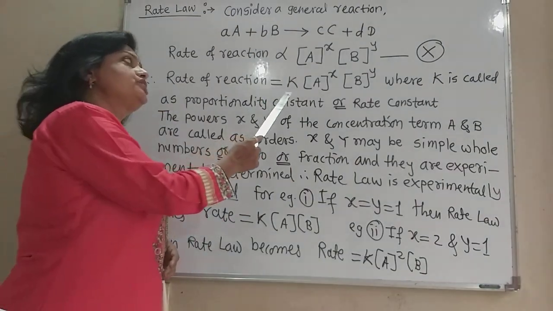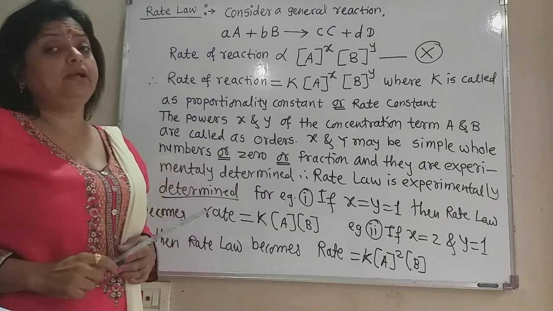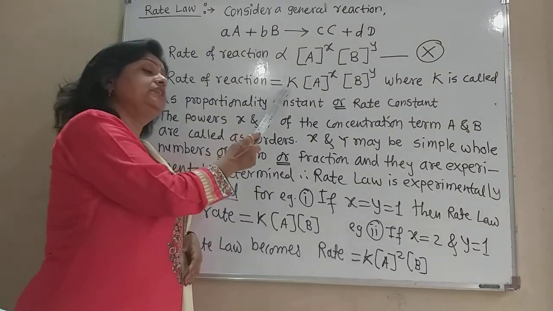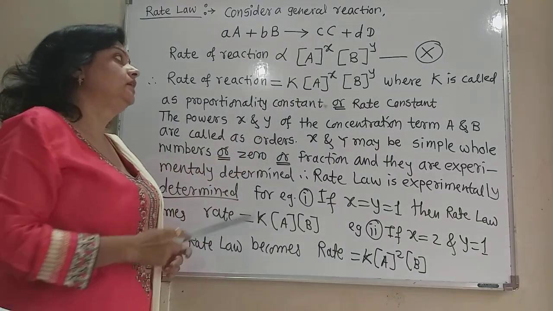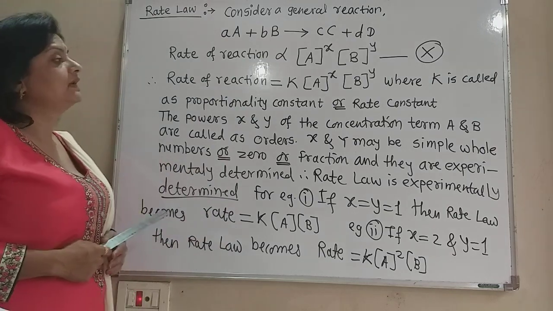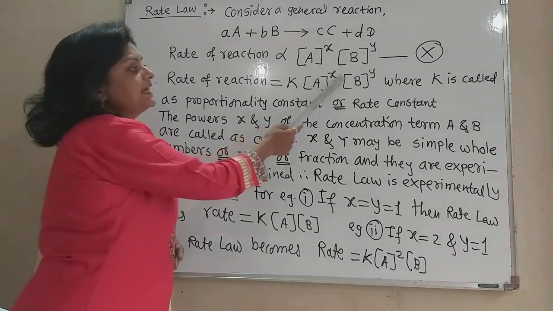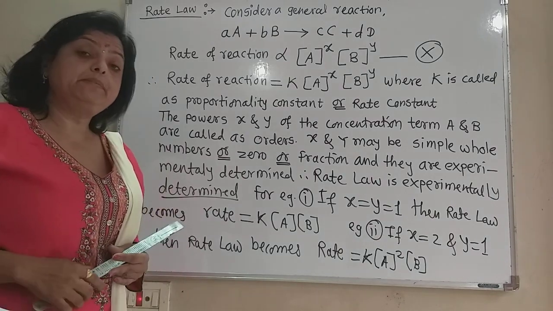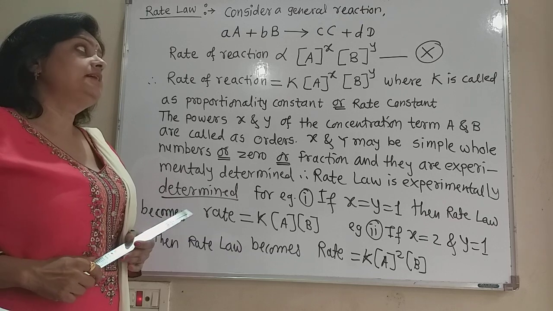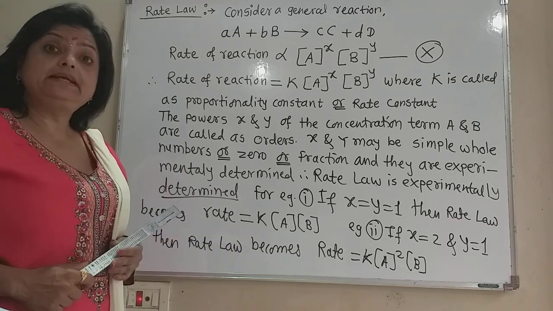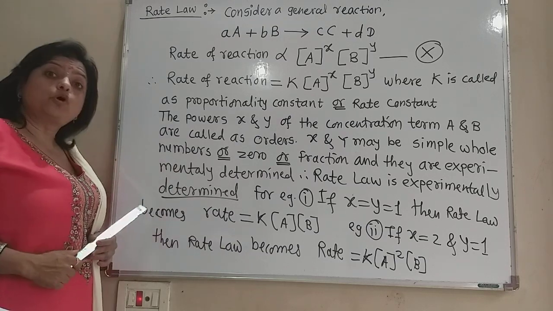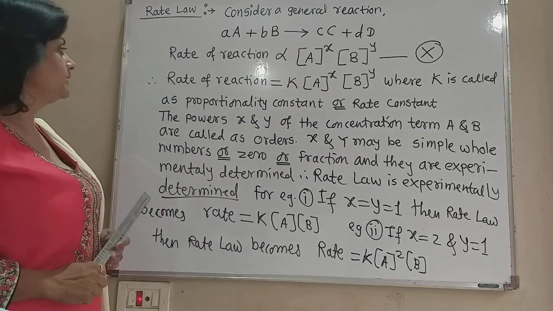Now this rate constant k is independent of the concentrations of the reactants, but it varies with temperature. That means it depends on temperature but is independent of concentrations. And these powers x and y are experimentally determined quantities. As the powers x and y are experimentally determined, the rate law is also experimentally determined, and it is given from the observations of the reaction.